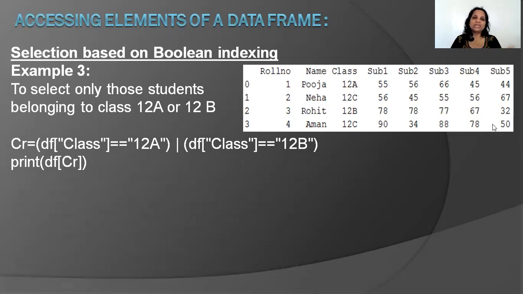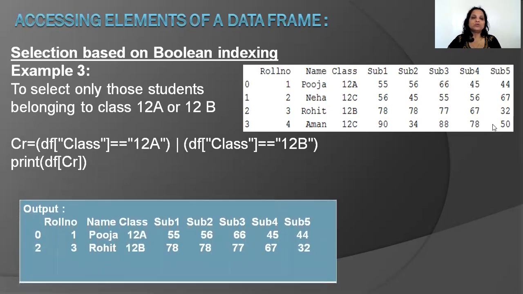Now when I say DF in bracket CR, that means the data frame to be displayed where these conditions result to a true. And it shows me, let's say, Pooja and Rohit. Yes, because Pooja and Rohit are in either 12A or 12C. We know how the OR operator works. We've learned it in the basics of Python programming.